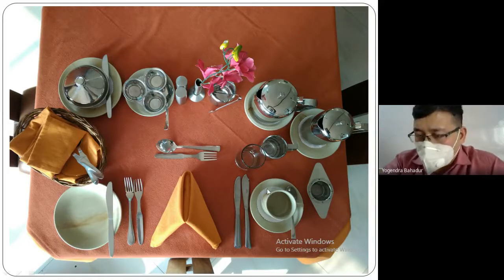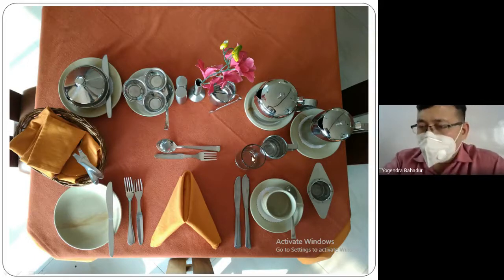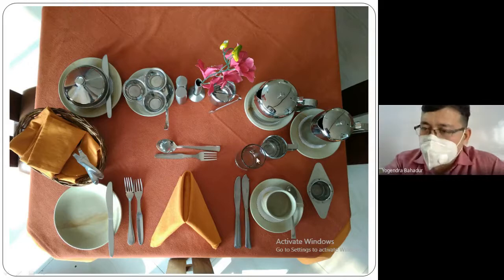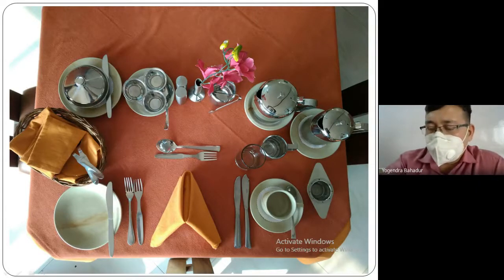So this is all about the tea or coffee setup. Just next to the creamer, you will find one glass. This glass can be used by the guest to have either water or any kind of juice, fresh fruit juice. So this glass can be used for two purposes. Now moving to the center of the table, you find the bud vase kept at the center of the cover.